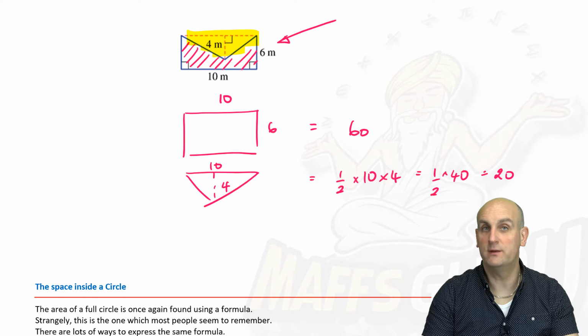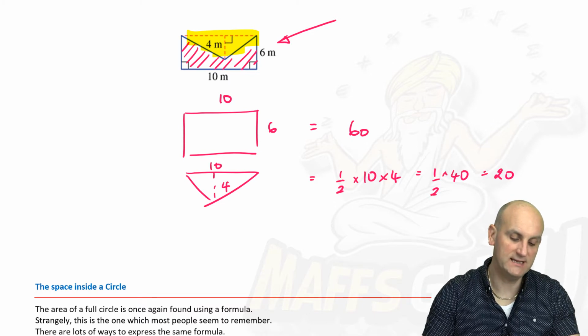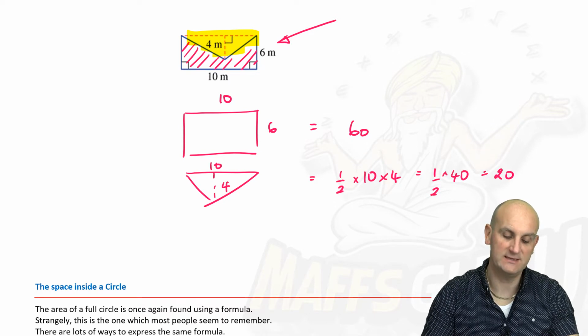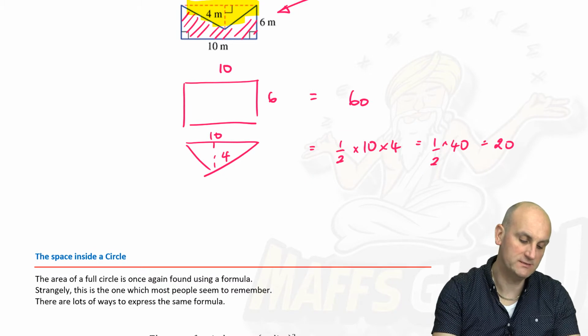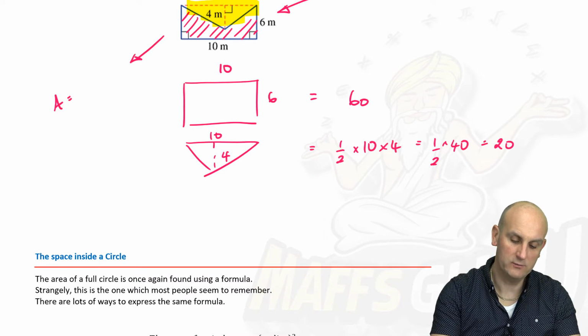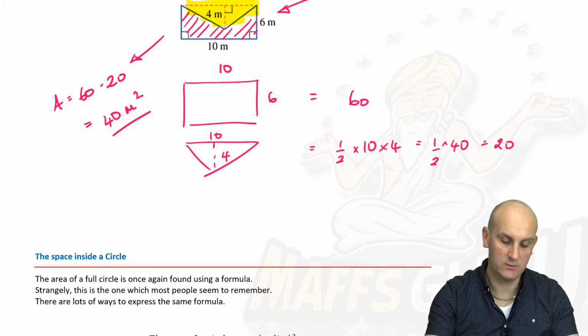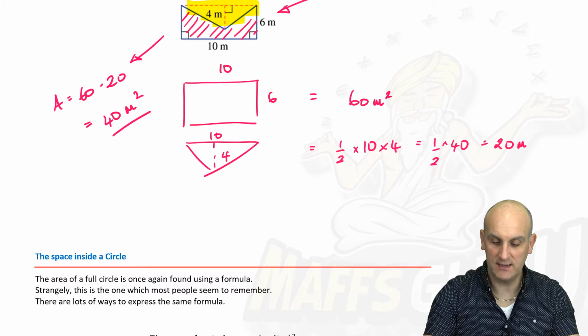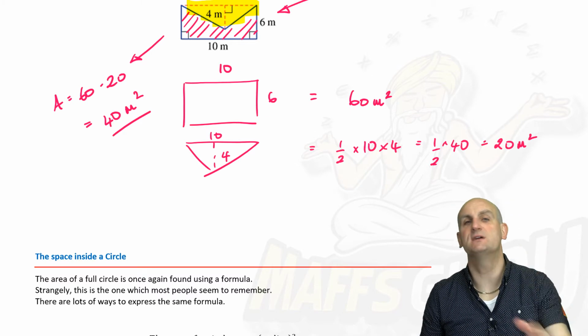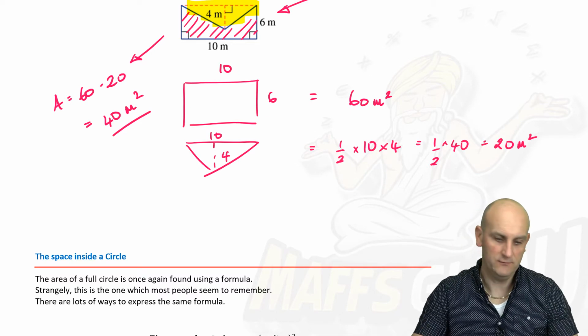And then obviously, what would I do? I would subtract them, because yes, that 60 minus that 20 would give me the area of my composite shape. So the area of that would equal 60 minus 20, or 40, and units are critically important, meters squared. So I should have written meters squared and meters squared there, because you're going to get marks deducted from you in an exam if you don't put units.